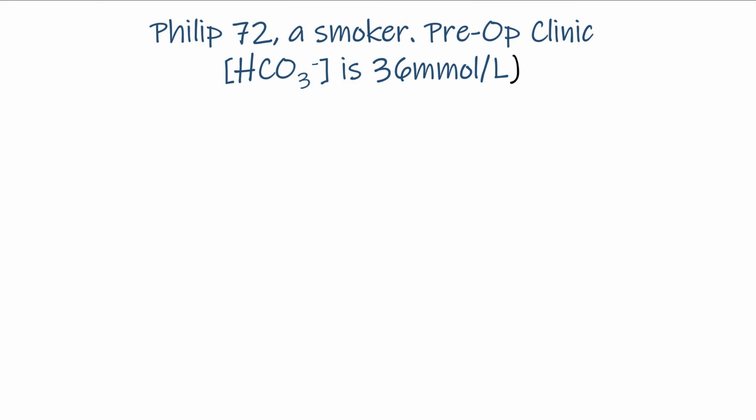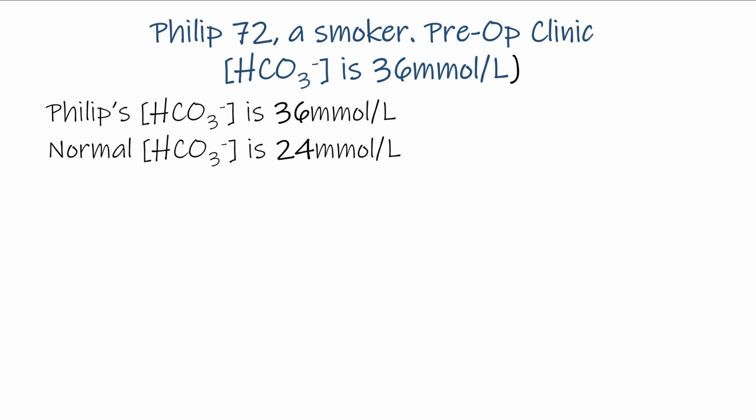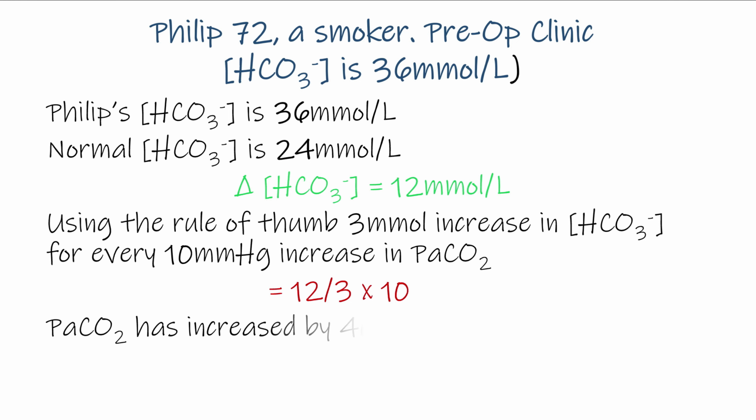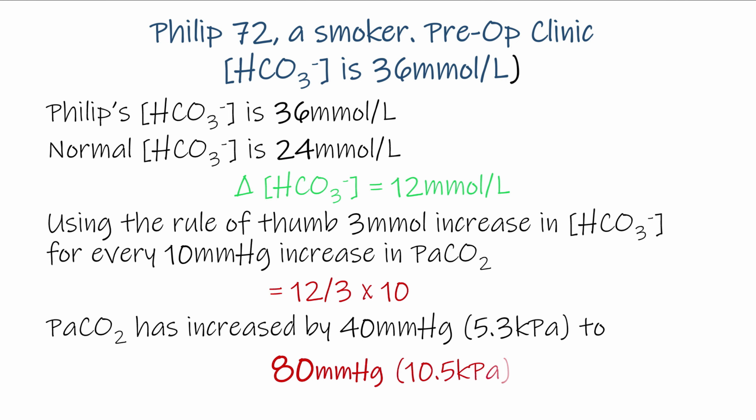So let's work Philip's problem. He's 72 and his bicarbonate is 36. The normal bicarbonate is 24, so the difference between his bicarbonate and the normal is 12 millimoles or 12 milliequivalents per liter. And using the rule of thumb that a 3 millimole increase in the bicarbonate for every 10 millimeters of mercury increase in the partial pressure of CO2, we can figure that out as 12 divided by 3 multiplied by 10 equals 80 millimeters of mercury, or 10.5 kilopascals.